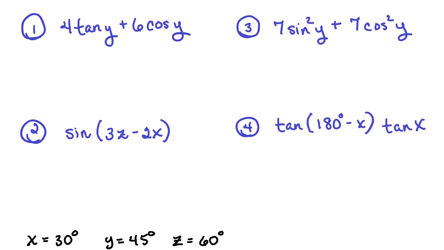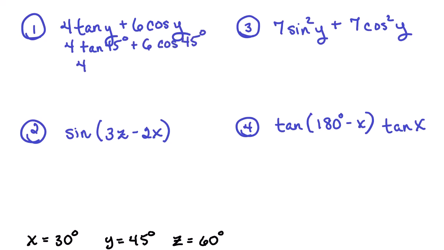In this video, we're going to be evaluating the given expressions for x equals 30 degrees, y equals 45 degrees, and z equals 60 degrees. And we're supposed to give exact values for our answers. So let's begin by substituting 45 degrees for y. We get 4 times the tangent of 45 degrees plus 6 times the cosine of 45 degrees.